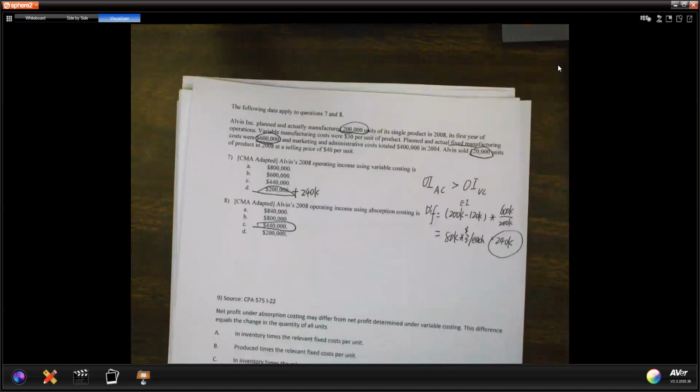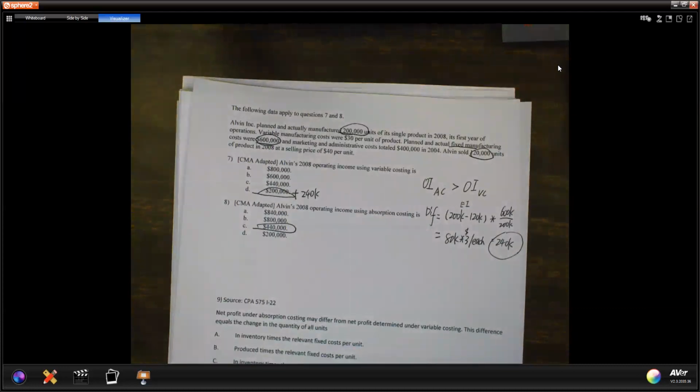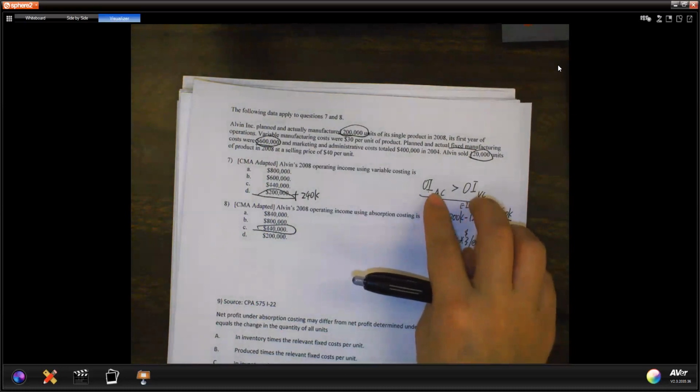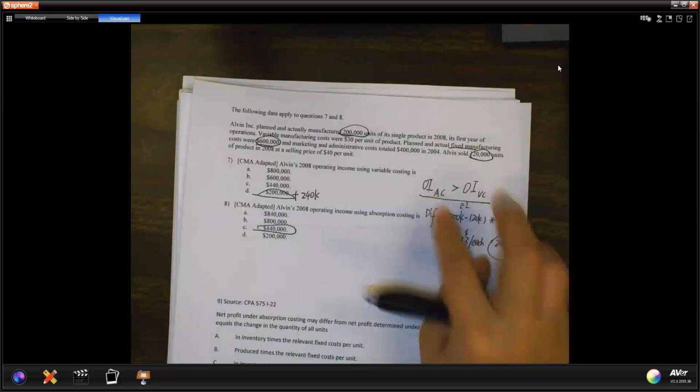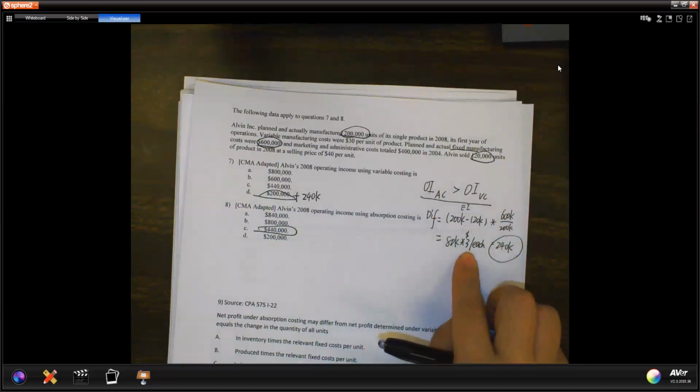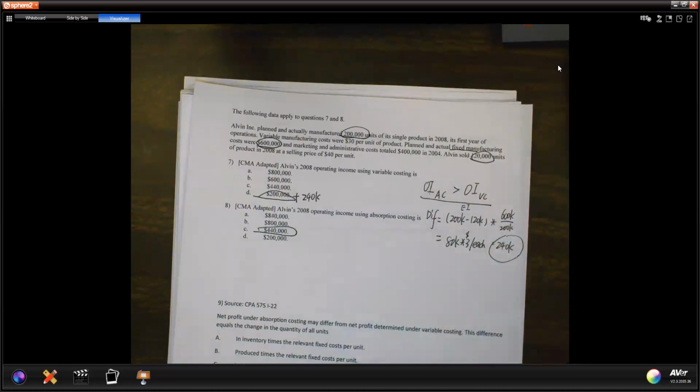Okay, so questions 6, 7, 8, those are the questions that are practicing the calculation of our operating income. But as I said, you have to know two things. One is if your production is more than your sales, operating income under absorption costing will be higher, because you didn't subtract the total fixed manufacturing cost. Part of your fixed manufacturing cost is allocated and deferred as the ending inventory. So your difference then will be your ending inventory times your each one allocated fixed manufacturing cost.